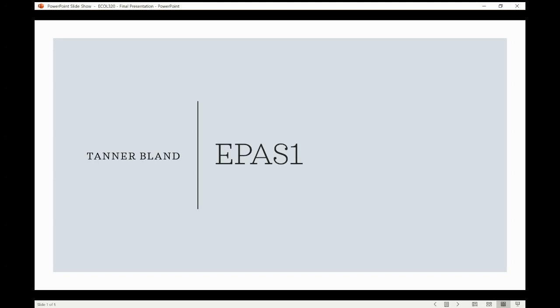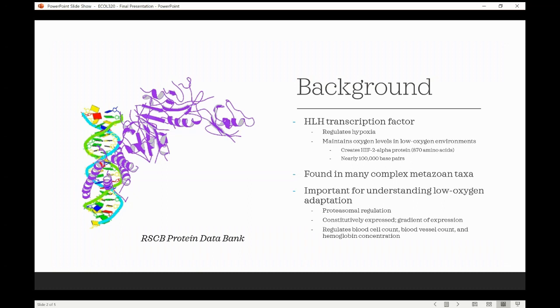I'll be covering EPAS1. EPAS1 is an HLH transcription factor that regulates oxygen levels in low oxygen environments. EPAS1 creates HIF2 alpha protein, which is about 870 amino acids, and it's roughly 100,000 base pairs in gene length. EPAS1 is found in most complex metazoan taxa, including fish, birds, and mammals. And it's really important for understanding low oxygen adaptation.